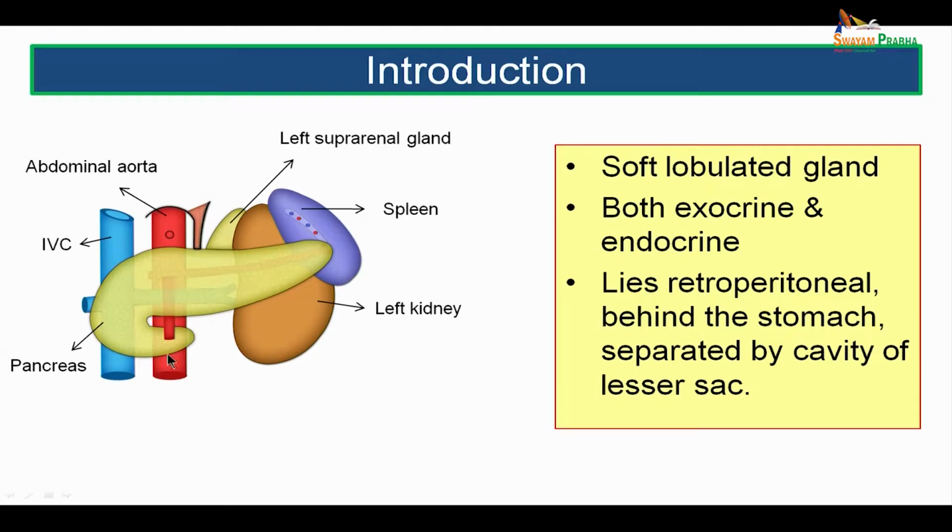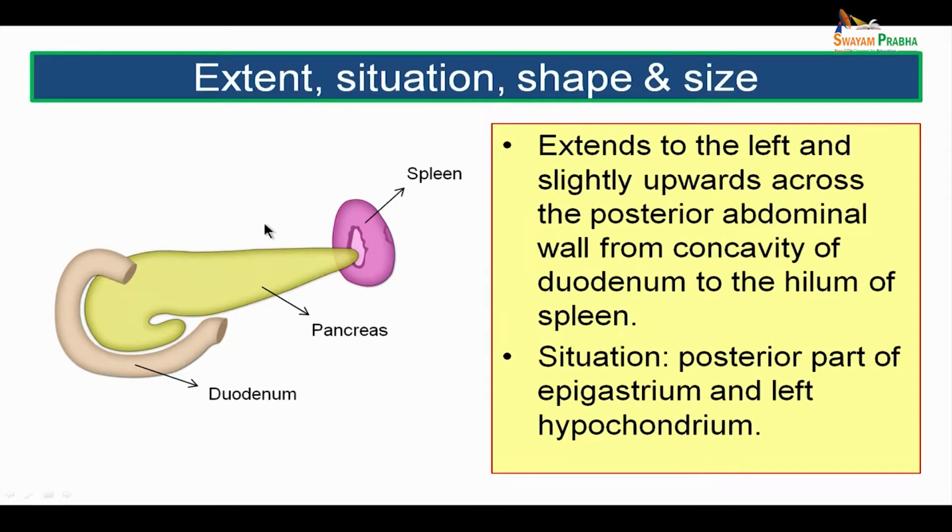The picture here shows us the pancreas which lies on the posterior abdominal wall, related posteriorly to structures like the inferior vena cava, the abdominal aorta, the left suprarenal gland, the left kidney, all these structures which lie just on the posterior abdominal wall. Now we will go on to the extent, situation, shape and size.